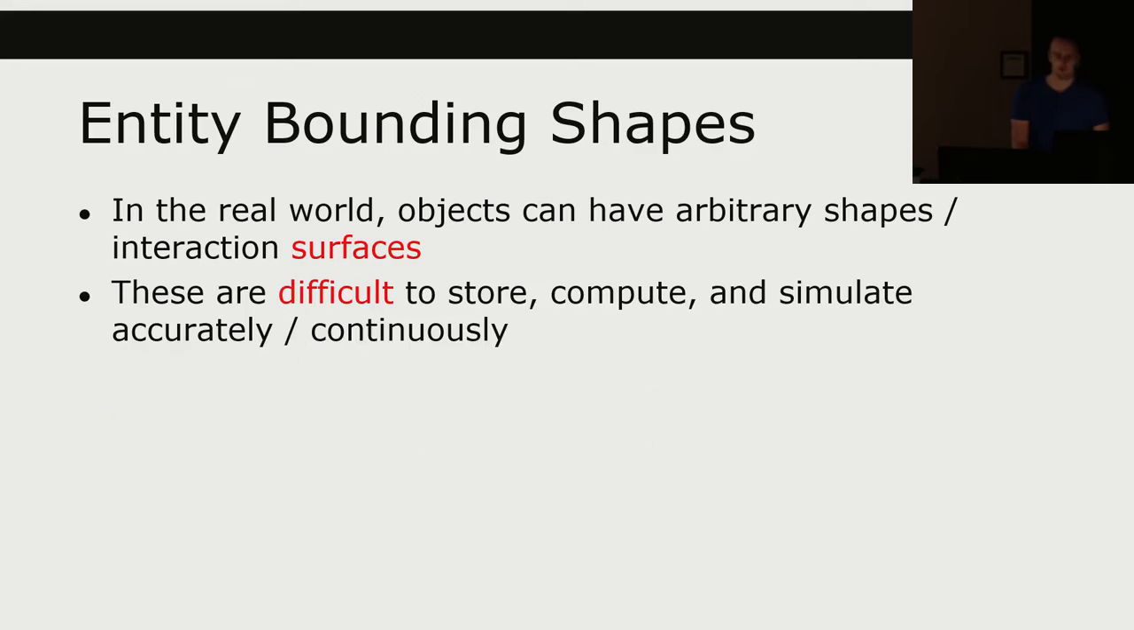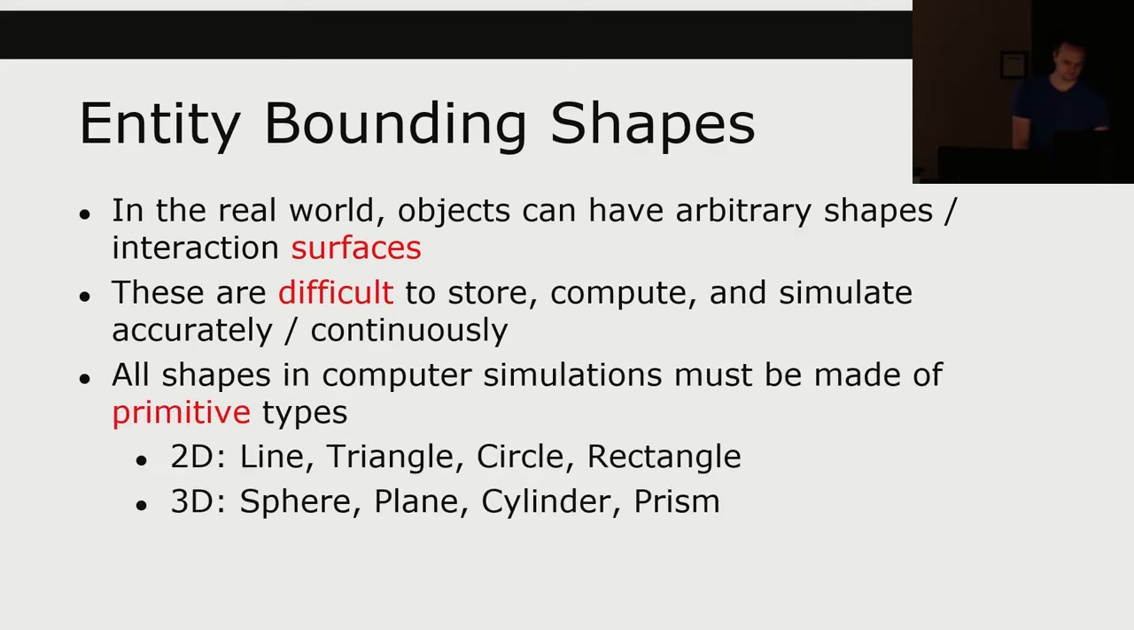So I'm not going to be going into that detail in this course because, again, that's what the entire course would become about, right? We're trying to get multiple different basic things in this class rather than just one thing really, really deep. So all shapes in computer simulations must be made of primitive types. For example, in the 2D case, we can have lines, triangles, circles, rectangles. In the 3D case, we could have spheres, planes, cylinders, prisms.